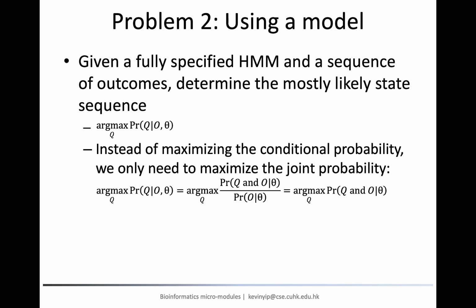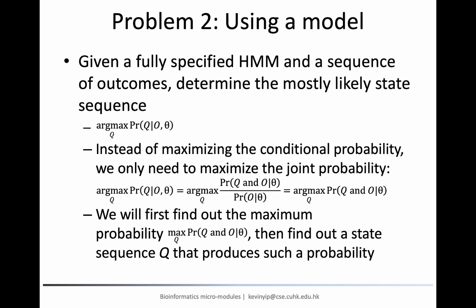Since this denominator is independent of Q, for our purpose of maximizing the term across all possible Q, we only need to maximize the numerator. In theory, we only need to find out the state sequence Q that maximizes this joint probability term without actually computing the value of this probability. However, for the algorithm that we are going to discuss, we actually first compute the probability, on the way of which we collect information for inferring the Q that has this probability afterward.